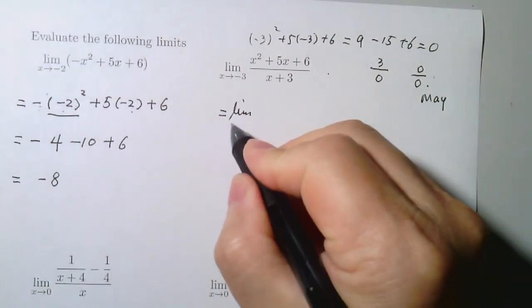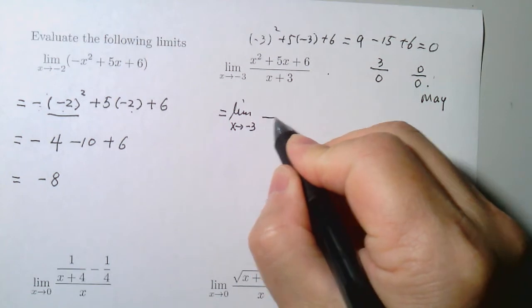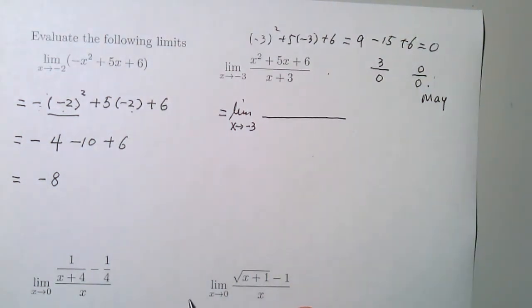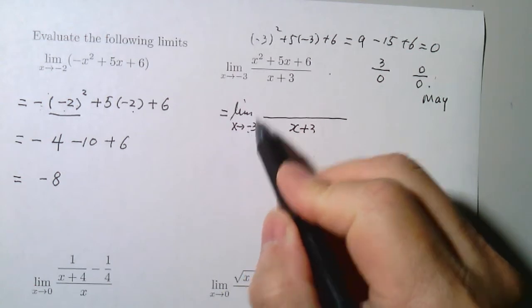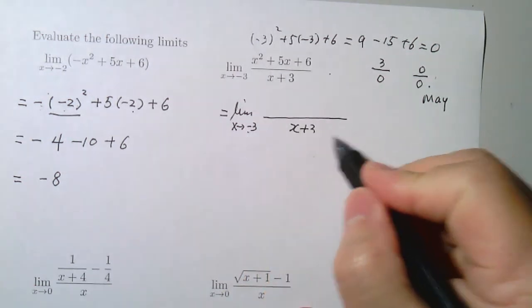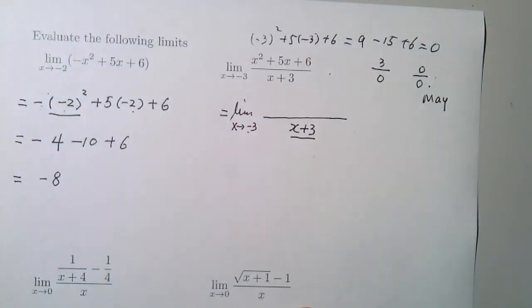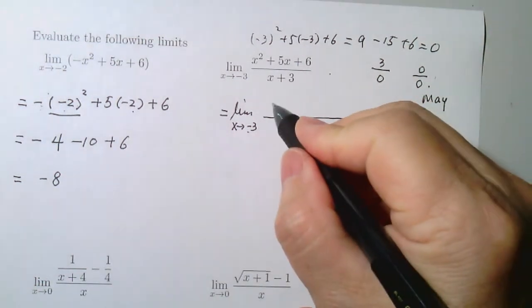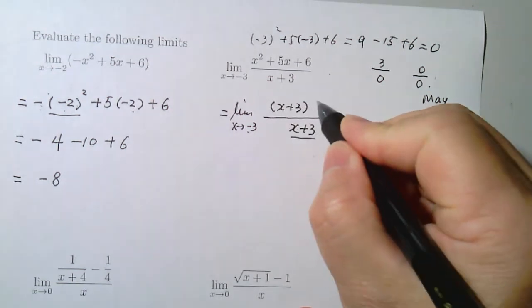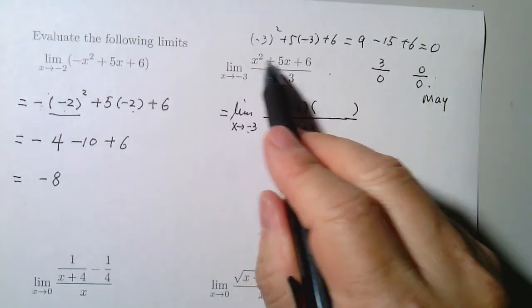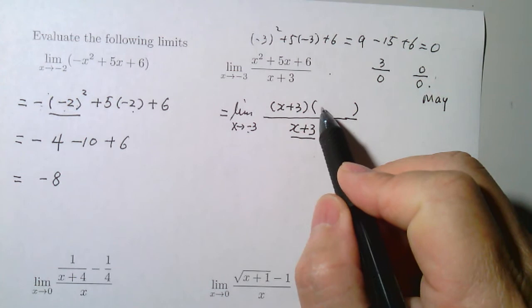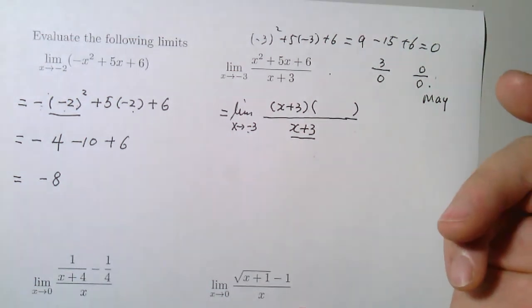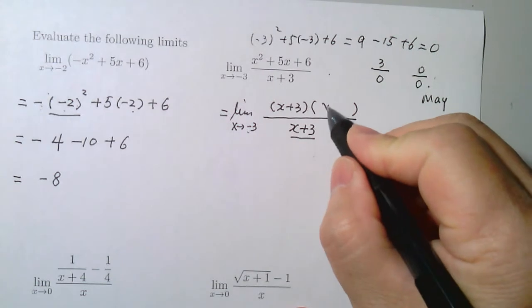Because this is a polynomial, when you put in a number and the numerator equals 0, that means x minus negative 3, that is x plus 3, is 0. So x plus 3 must be a factor. So x squared plus 5x plus 6 can be factored as x plus 3 times x plus something. That case is pretty easy to tell, which is x plus 2.